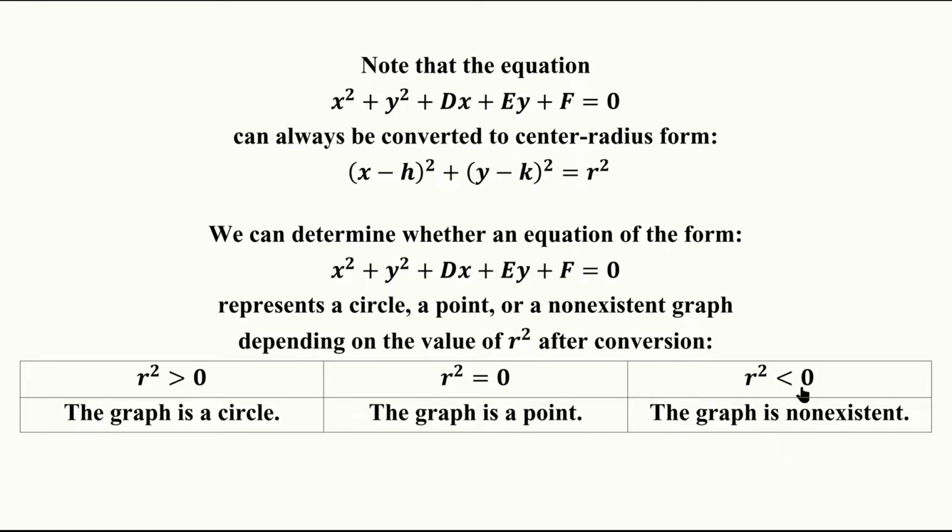And if r squared ends up being less than 0, then the graph is not going to be existent. In other words, it's not going to be an actual physical circle that you can draw.